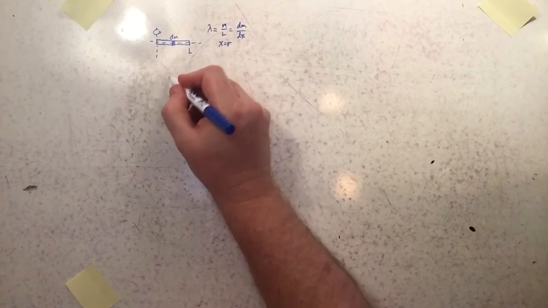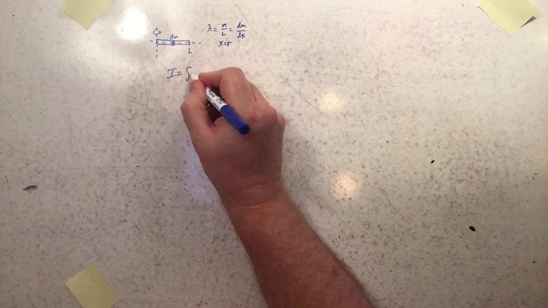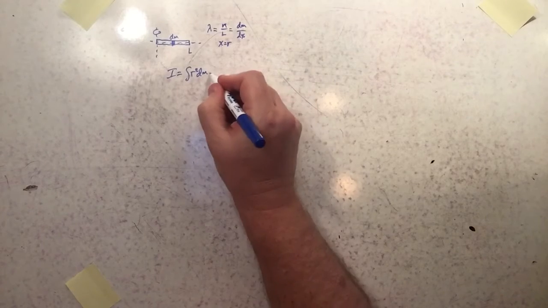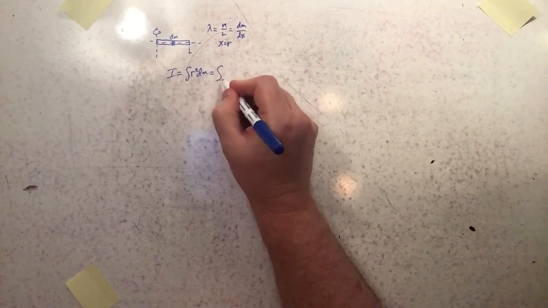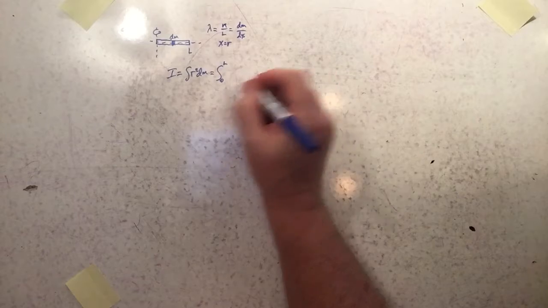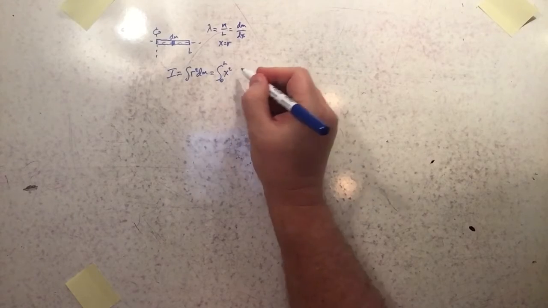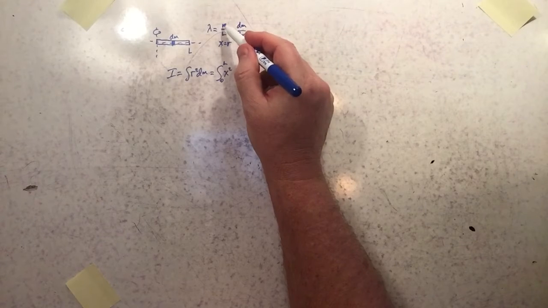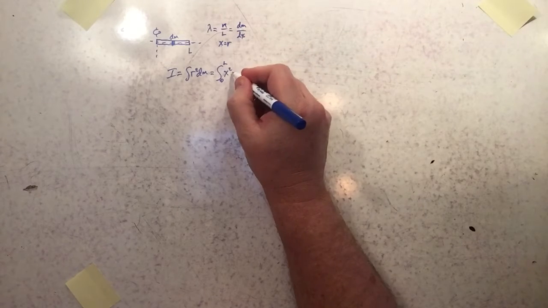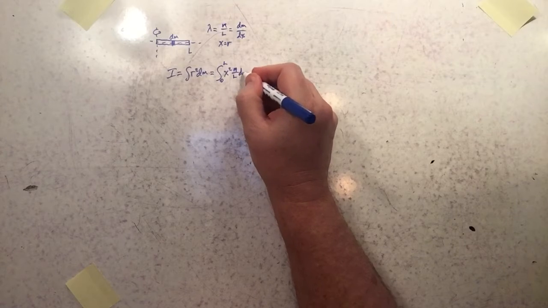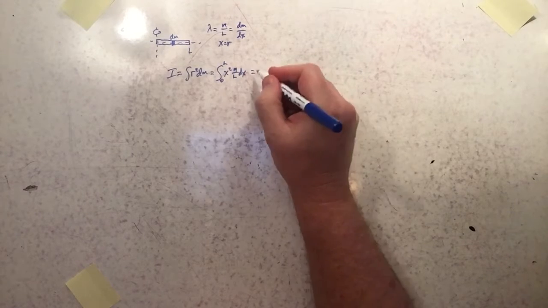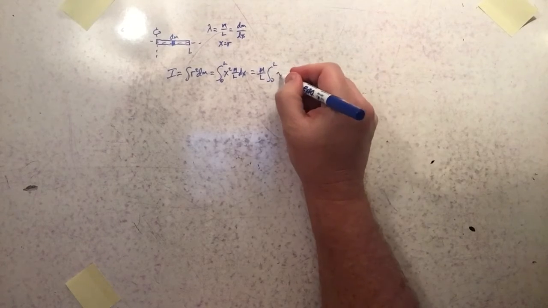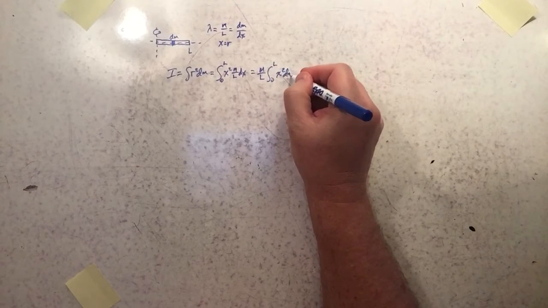So the integral I'm going to model is I is equal to the integral of r squared dm. That's how you calculate moment of inertia. And I have both the pieces. So I'm going to do the integral from 0 to L of r squared, that's x squared, times dm. And if I rearrange this, dm is going to be m over L times dx. I can pull out the constants. So we've got m over L, integral from 0 to L of x squared dx.